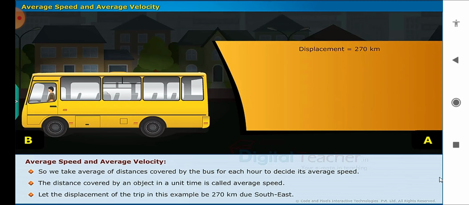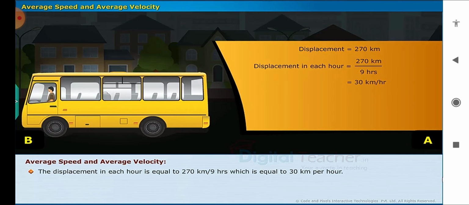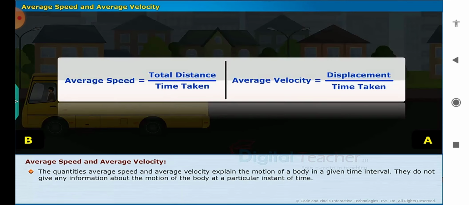Let the displacement of the trip in this example be 270 kilometers due southeast. The displacement in each hour is equal to 270 kilometers per 9 hours, which is equal to 30 kilometers per hour. The displacement of an object per unit time is called average velocity. Average velocity is a vector and is along the direction of displacement. The quantities average speed and average velocity explain the motion of a body in a given time interval. They do not give any information about the motion of the body at a particular instant of time.